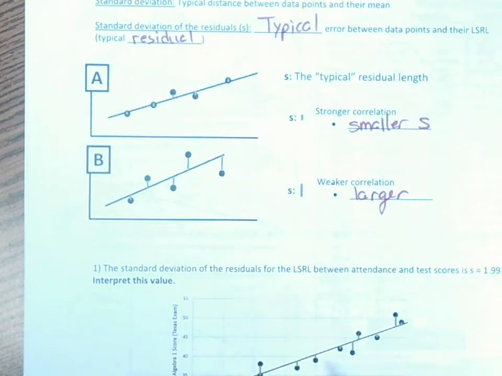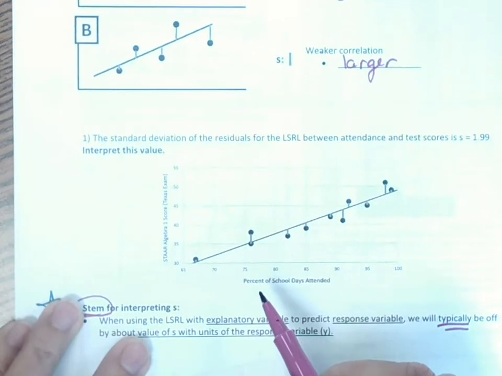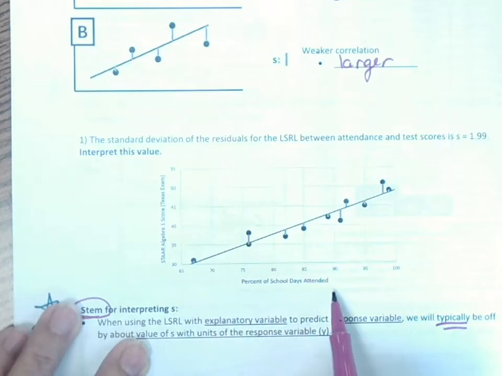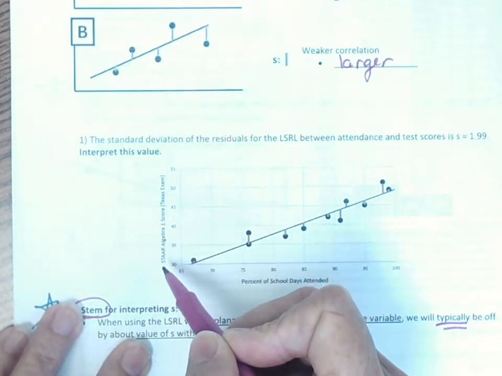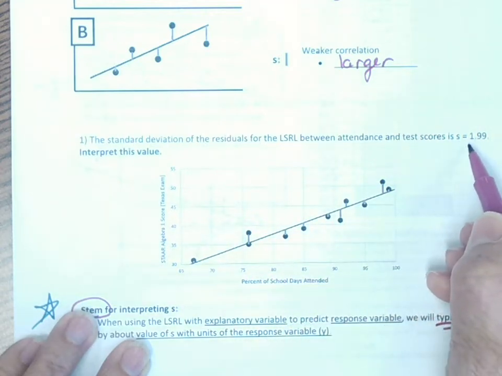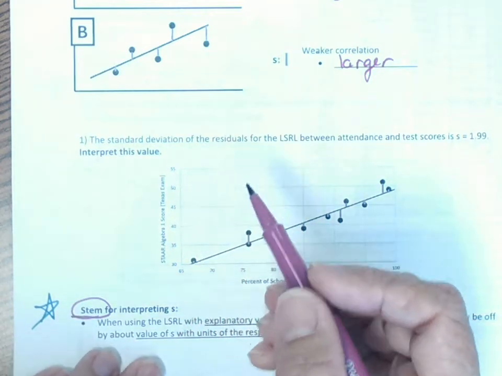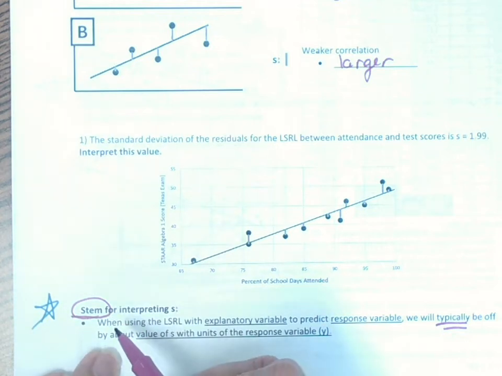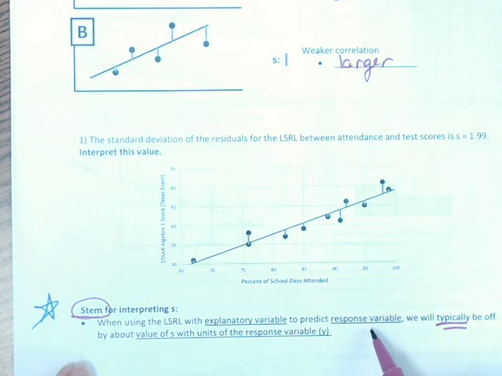Okay, here I've got my same data looking at the percentage of school days attended versus your STAR Algebra 1 score. And I'm telling you that the S value is 1.99, and we want to interpret it. Again, we have a stem, our sentence that we want to use for interpretation. And the stem would say, when using the least squares regression line with whatever your explanatory variable is to predict the response variable, we will typically be off by about whatever your S value is.